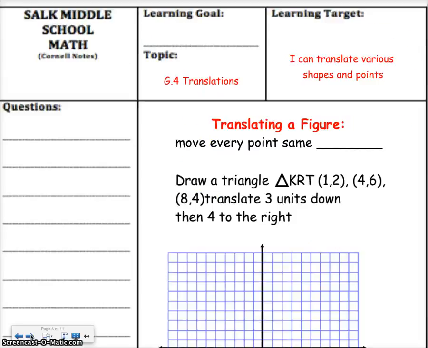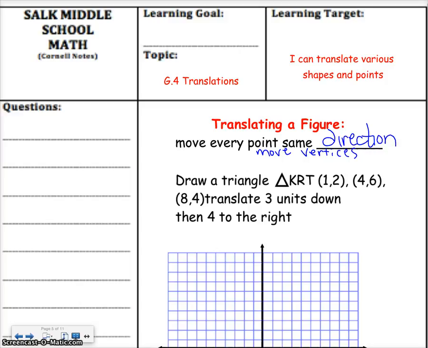And now we go to this part and we actually translate. So, translating a figure. What you want to do is move every point the same direction. And when you talk about moving a triangle, to move a whole triangle, all you really need to do is move the vertices. And then you can connect the vertices, and that just moved the whole triangle.